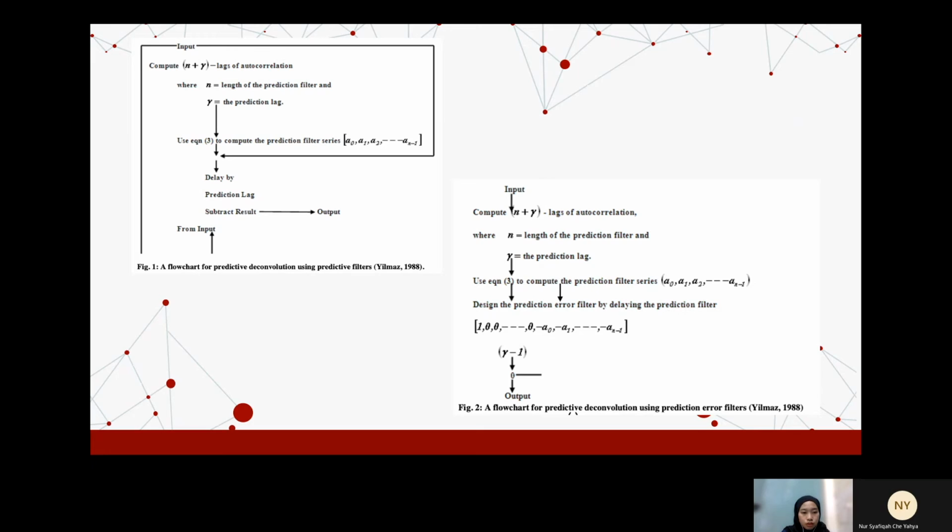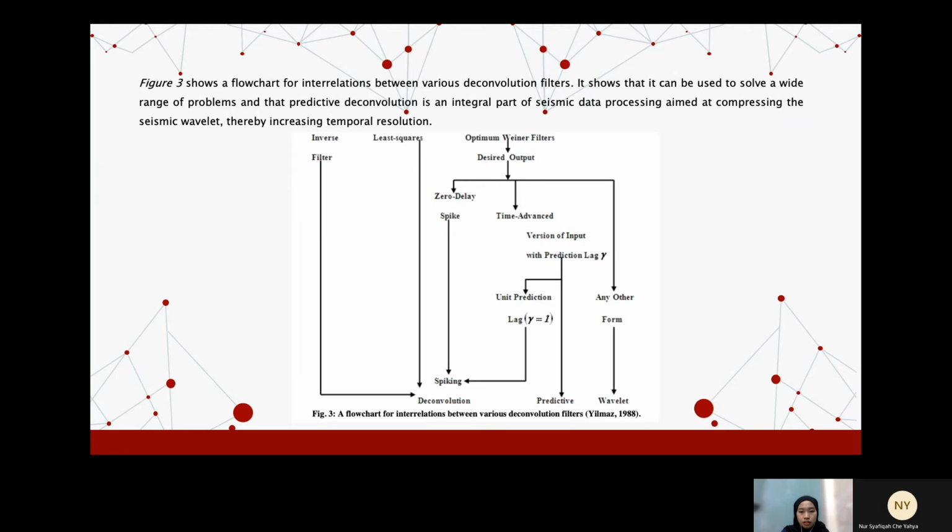Figure 1 is a flowchart for predictive deconvolution using prediction filters, while figure 2 is a flowchart for predictive deconvolution using prediction error filters. Figure 3 now shows a flowchart for interrelations between various deconvolution filters. It shows that it can be used to solve a wide range of problems and that predictive deconvolution is an integral part of seismic data processing aimed at compressing the seismic wavelet, thereby increasing temporal resolution.